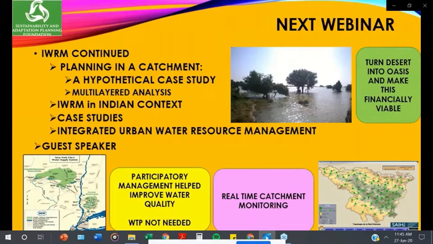Okay, so in the next webinar, we'll look at IWRM from a practical perspective. How will you plan in a catchment? We'll take up a hypothetical case study and undertake some planning exercise to determine how planning should be done in a catchment. We'll look at IWRM in the Indian context, and we'll also look at the urban component of water resource management. We'll also have another guest speaker next time.